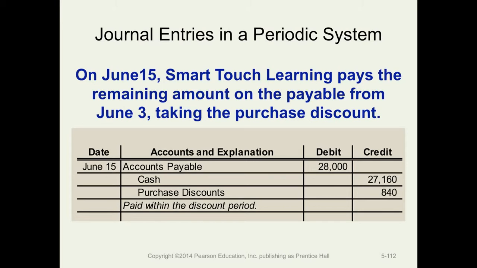So you would debit accounts payable for $28,000. That removes the full amount that you owe. Credit cash for $27,160, and another contra purchase account, the purchase discounts, would be credited.